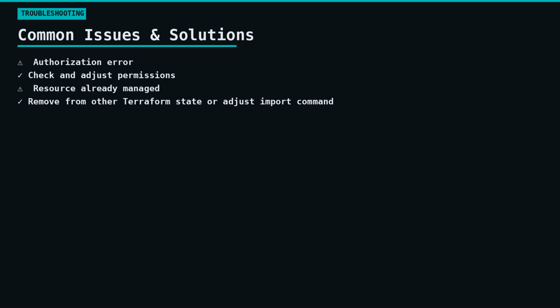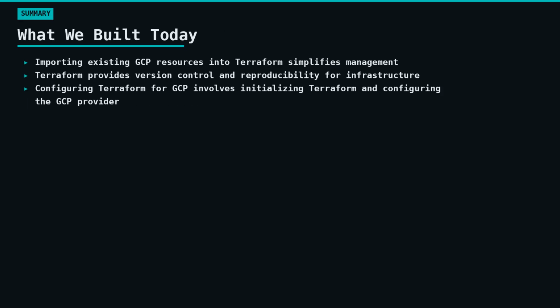In this tutorial, we learned how to import existing GCP resources into Terraform, making it easier to manage our cloud infrastructure. We covered the benefits of using Terraform for infrastructure management, including version control and reproducibility. We also walked through the steps to configure Terraform for GCP and import resources. By following these steps, you can start managing your GCP resources more efficiently.